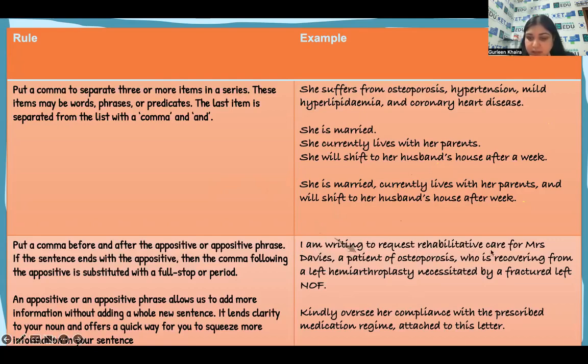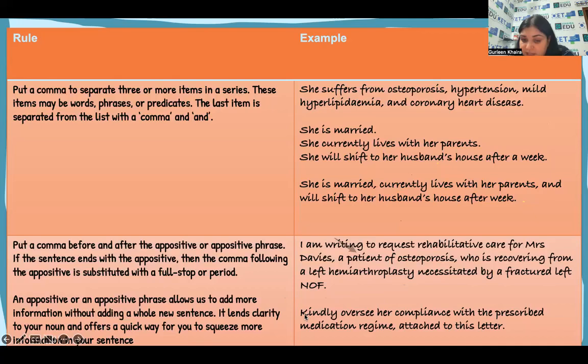So see the sentence on the right-hand side. I'm writing to request rehabilitative care for Mrs. Davies, a patient of osteoporosis, who is recovering from a left hemiarthroplasty necessitated by a fractured left neck of femur. Now, Mrs. Davies is a noun, and we have added extra information about the patient: a patient of osteoporosis. This is our appositive phrase here. And the rule of comma usage is that this appositive phrase will be preceded and followed by a comma. So before the appositive phrase, there'll be a comma. After the appositive phrase, where it ends, there'll be a comma.